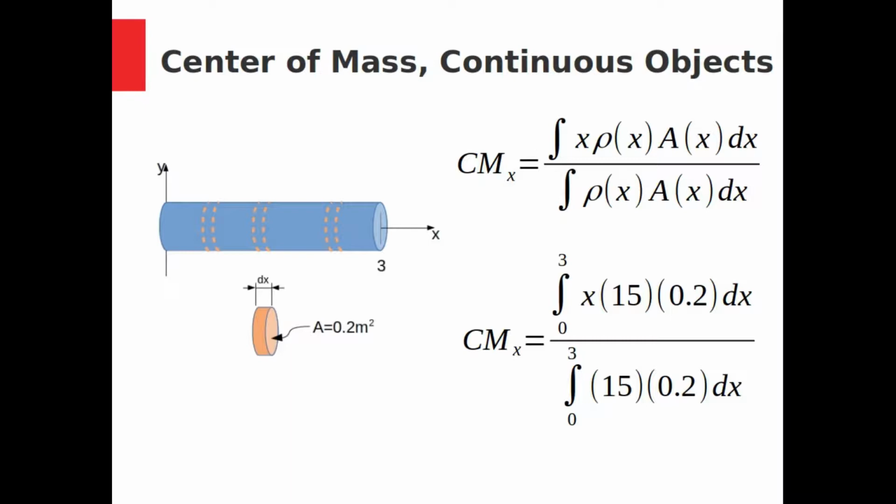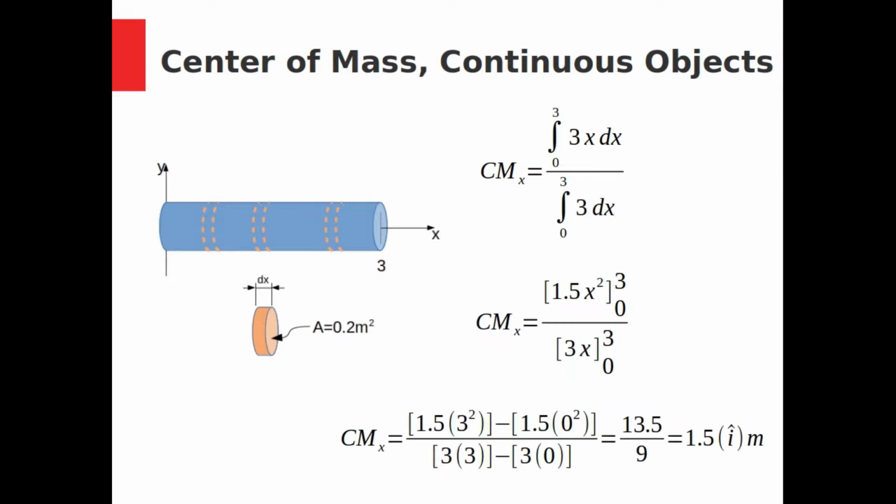Let's work out the center of mass first. We can substitute all known values into the formula. The limits of integration are the endpoints of the rod, 0 meters and 3 meters. We simplify the two integrals, take the antiderivatives, and solve at the upper and lower bounds. Then we subtract and divide. We get a center of mass at 1.5 meters.